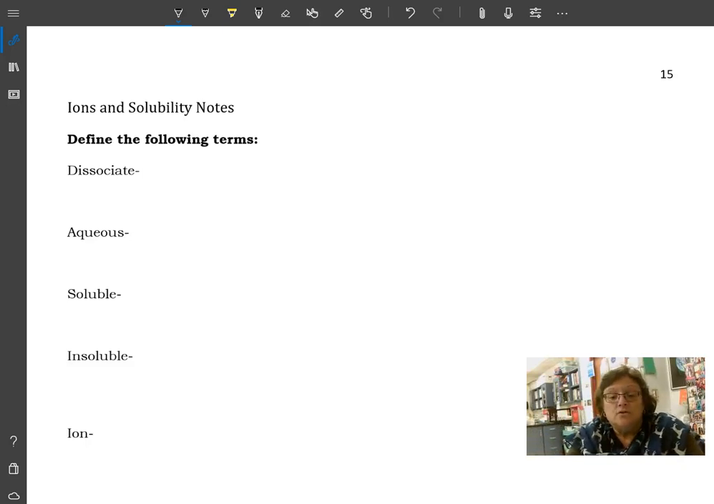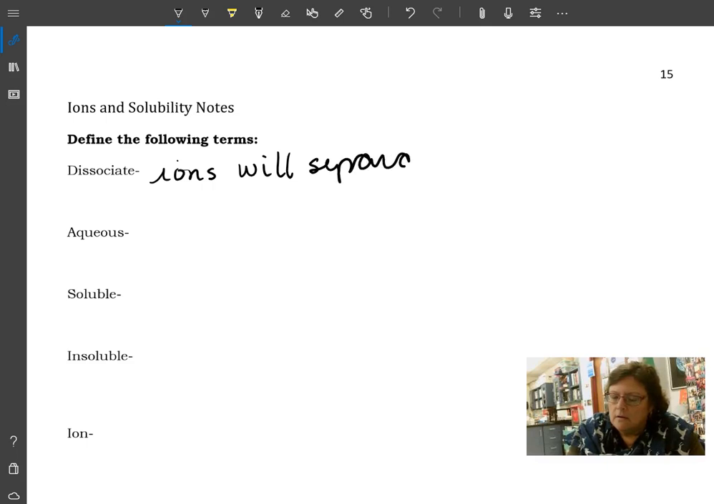Hello, today we're going to do notes on ions and solubility. So, we've learned about ionic compounds. Many ionic compounds will dissolve in water. So let's get a little bit better understanding of what that means. If something will dissociate, that means that the ions will separate in water.